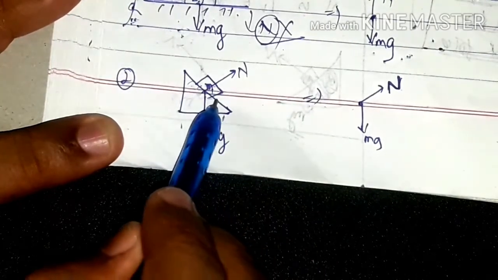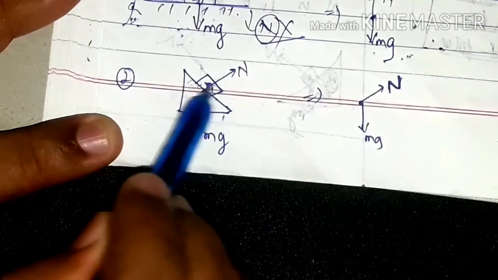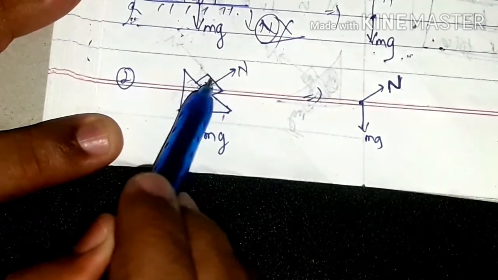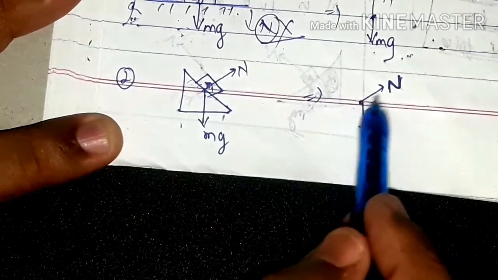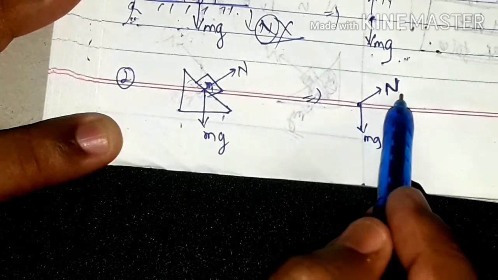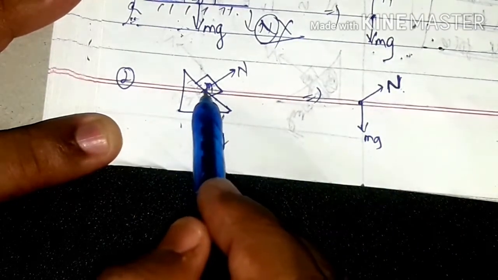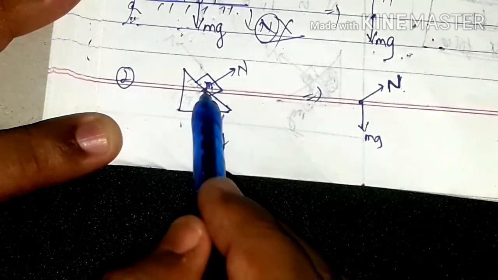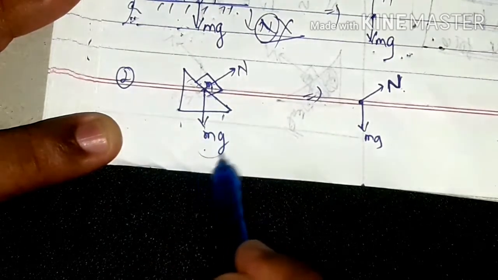It is exerted by this surface onto this body, in a perpendicular direction, so that is how I have drawn it. This is the normal force N. And this is the force exerted by the earth, the gravitational force mg, that I have taken into consideration.